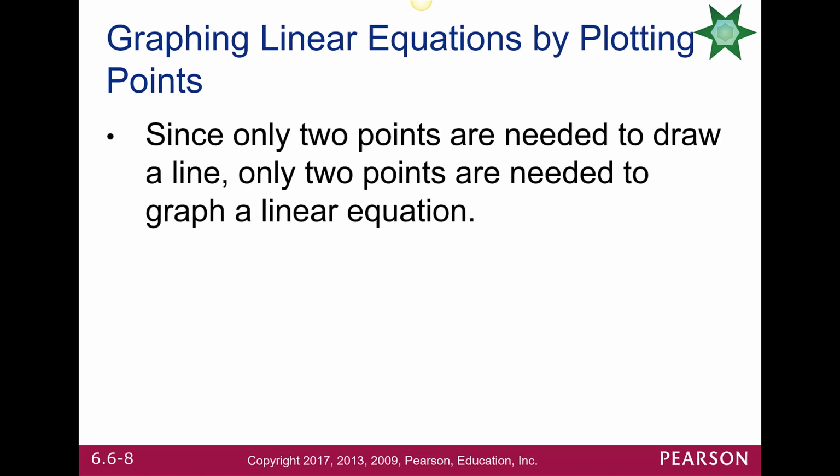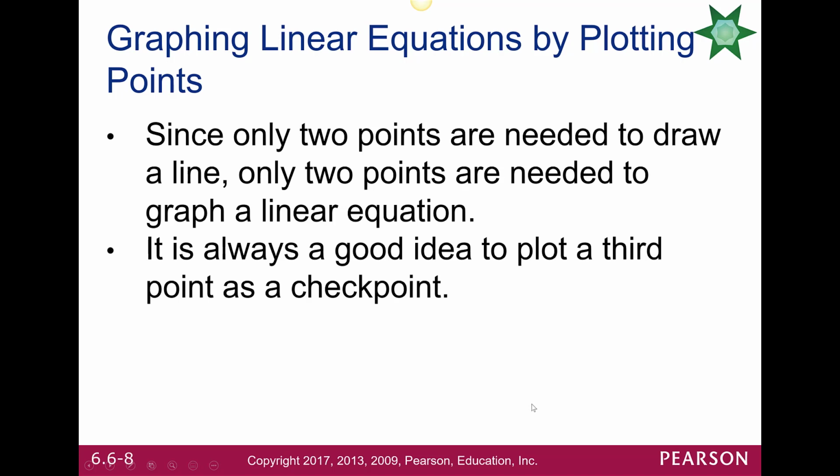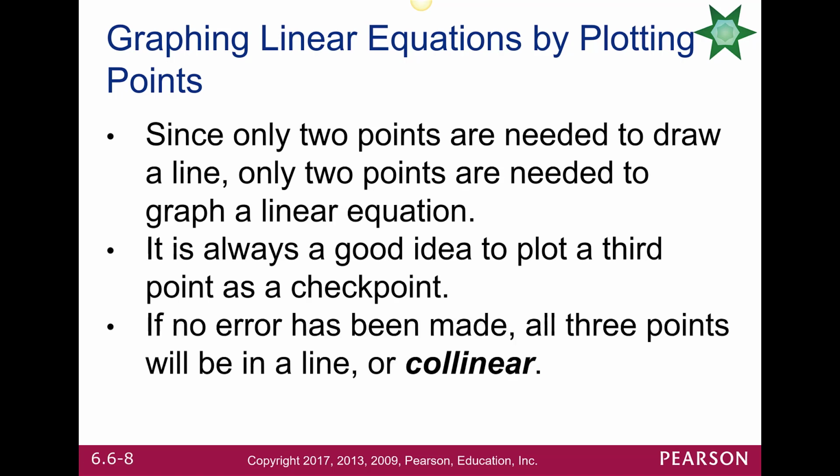Since only 2 points are needed to draw a line, only 2 points are needed to graph a linear equation. However, we usually also do a third point as what we call a checkpoint. If no error has been made, then all 3 points will be on the line, and they're called collinear.